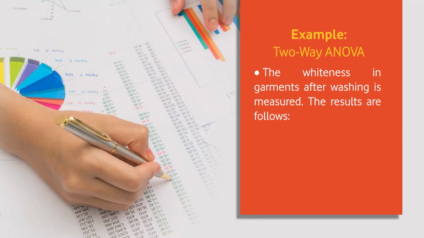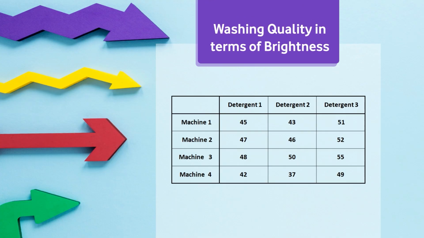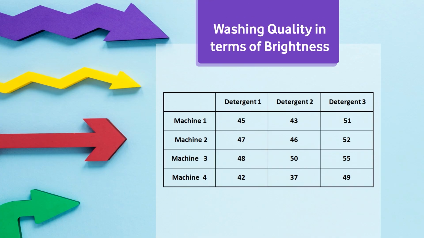The whiteness in the garments after washing is measured. So we carry out the experiment with 3 detergents and 4 machines. In all, we have 12 combinations of machine and detergent. Each detergent is tried on each machine. On each machine all the 3 detergents are tried, and each detergent is tried on all the 4 machines. So in this case we have 12 combinations, and to carry out this experiment or to collect this data, we need 12 garments.